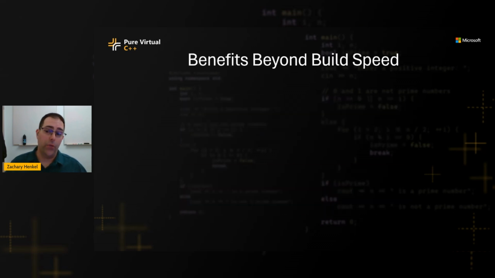So that's enough of the unfortunate news. How about some good news? Beyond build speed, header units have additional advantages. First is that they're portable. Precompiled headers produced by MSVC must be created locally in order for them to successfully be consumed. Header units don't have this limitation.